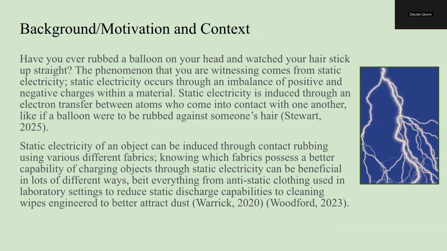Static electricity occurs through an imbalance of positive and negative charges within a material. It is induced through an electron transfer between atoms that come into contact with one another. Static electricity can be induced through contact rubbing using various fabrics. Knowing which fabrics can better charge an object through static electricity can be beneficial in lots of different ways, from anti-static clothing to reducing static discharge capabilities in laboratories and hospital settings.